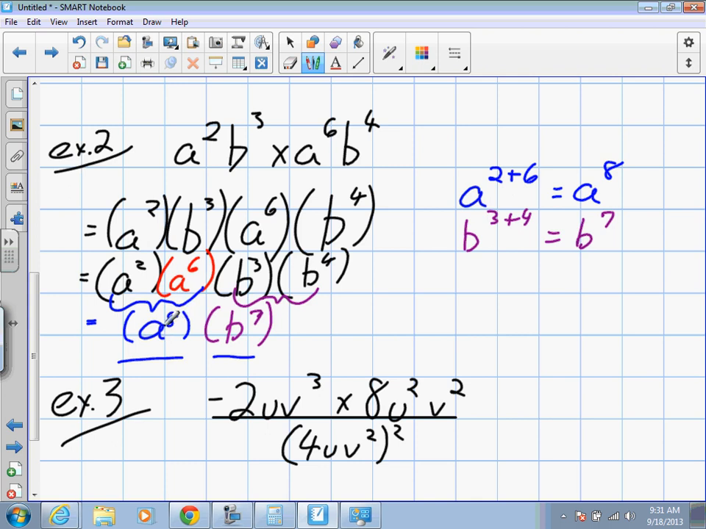Take a guess. Yes or no? No, why not? They don't have the same base. That's it. The bases are different, so I can't go any farther. I simplified all the a's. There's only one a left. There's only one b left. We're as simple as we get.